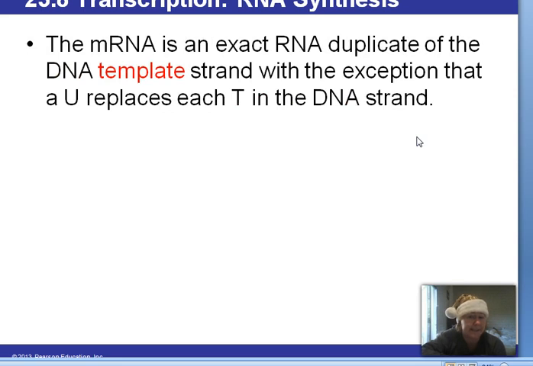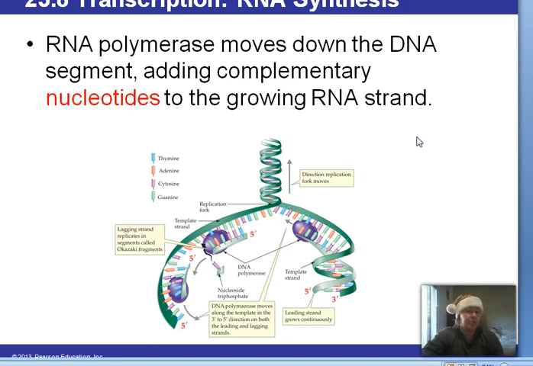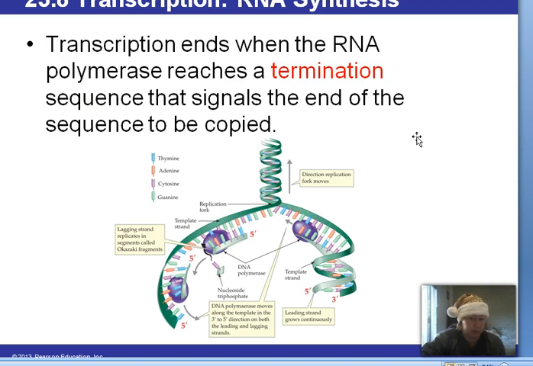The mRNA is an exact duplicate of the DNA informational strand, except that U replaces T. So it's exactly the same, except there's a U instead of a T. RNA polymerase moves down the DNA segment, adding complementary nucleotides to the growing RNA strand. Again, very similar to DNA replication. Transcription ends when RNA polymerase reaches a termination sequence. You will see this, a stop codon, when we do codes. You'll see some of them say stop. That's a stop codon. It says, okay, stop doing stuff.